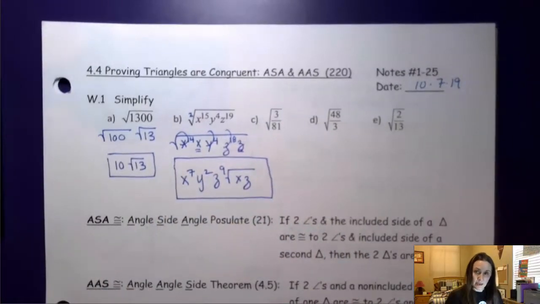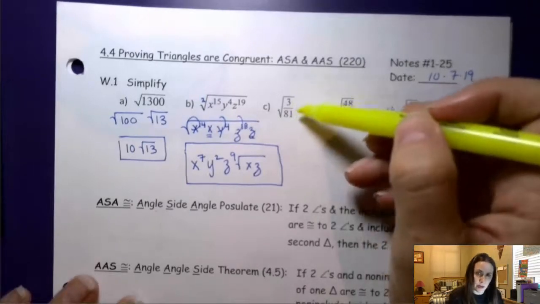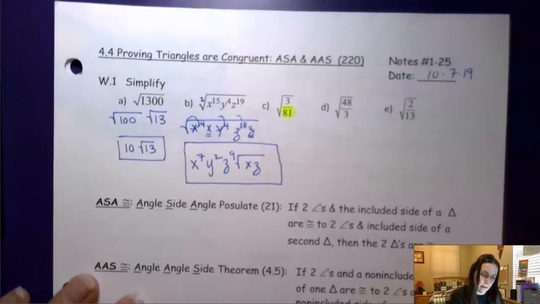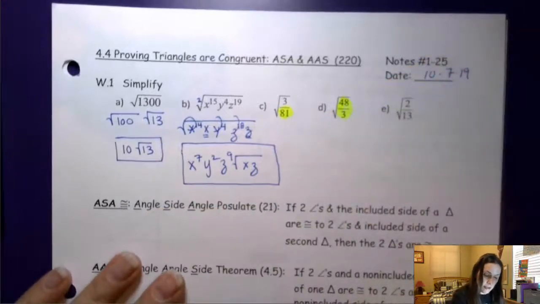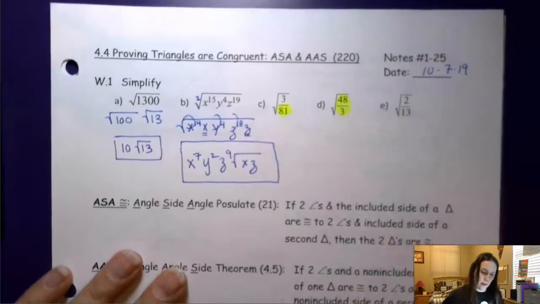Also, now the next ones, I highlight things that I want to pay attention to. I want to look for perfect squares. I want to look for things that may be divisible. I could reduce 3 over 81. But 81 is a perfect square, so I want to pay attention to that. Here, 48 and 3, I can reduce, so I want to do that. This one, you have none of those options, so we'll leave it alone for a minute.